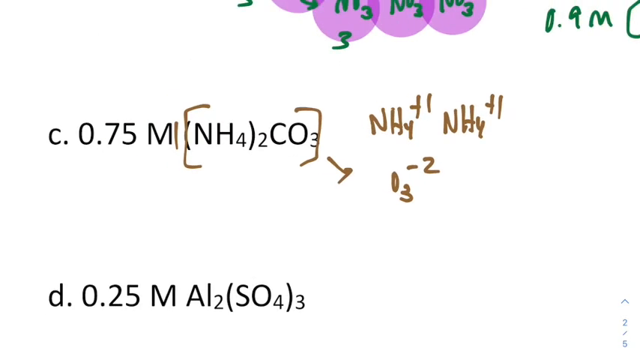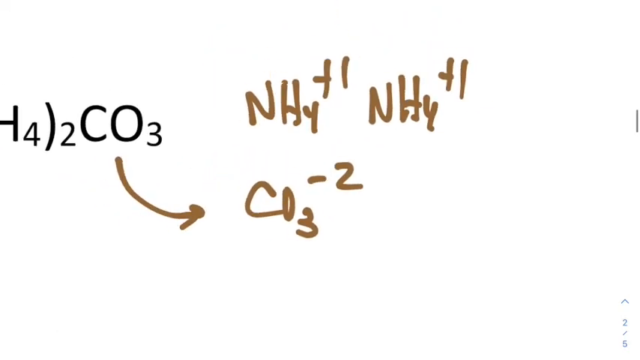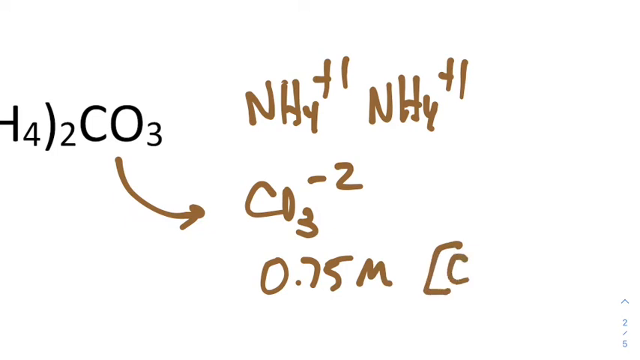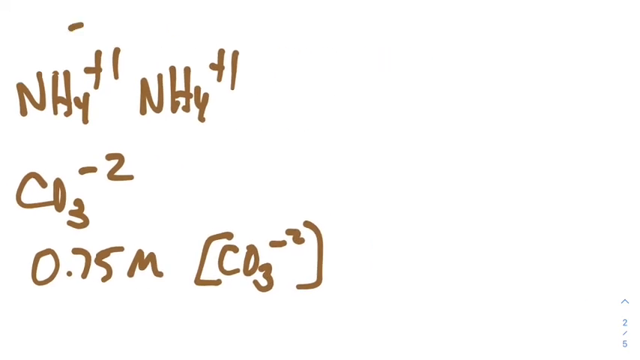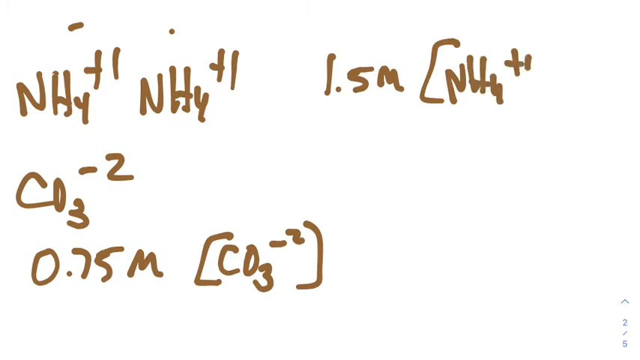H4 like so. So if you have a 0.75 molar solution here for this guy, then you are going to end up with the same number of carbonates, because the carbonate is only 1 in there. So your carbonate is going to be 0.75 molar of your carbonate in brackets. But your ammonium is going to be twice that, because there's 2 of them there. So your ammonium is going to be 1.5 molarity of your ammonium, like so.